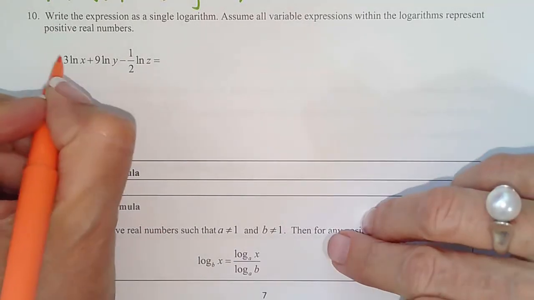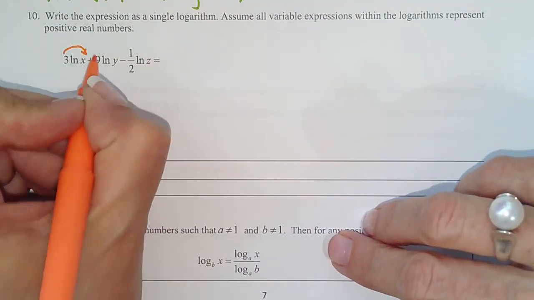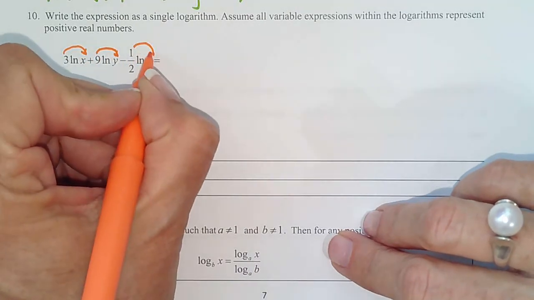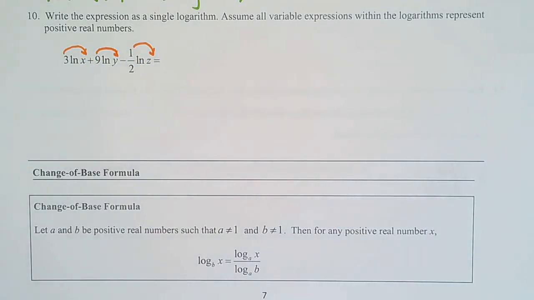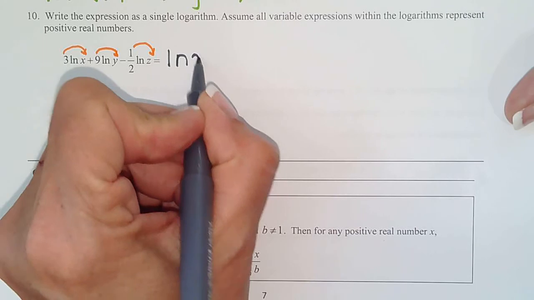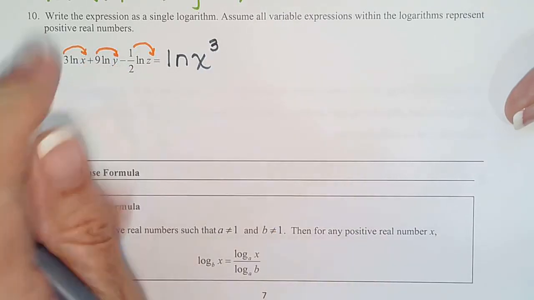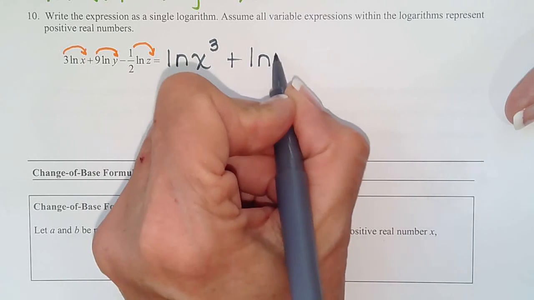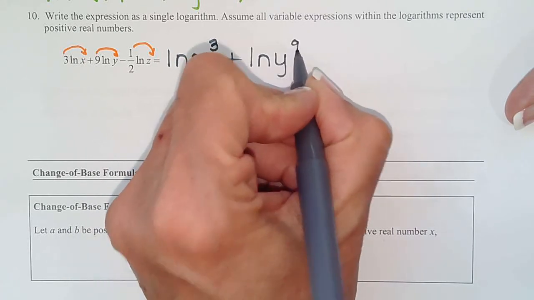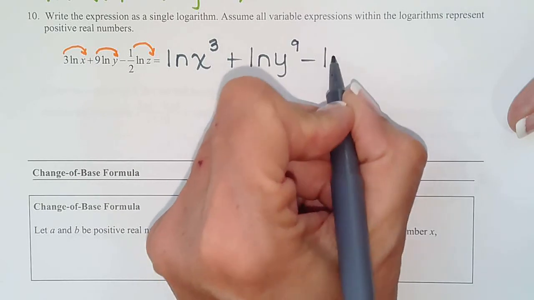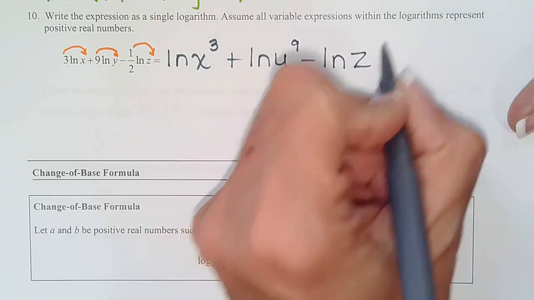Okay, so first thing we have to do are power rules. So we have 3 powers here. So all 3 powers need to go up. So the first term is going to turn into ln x cubed plus ln y to the 9th minus ln z to the 1/2.